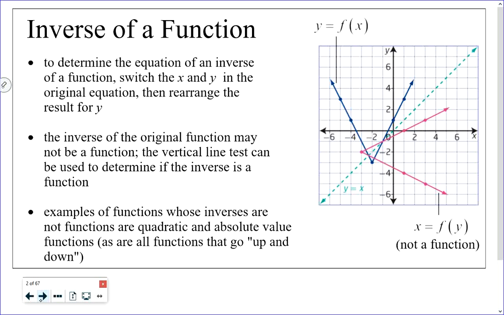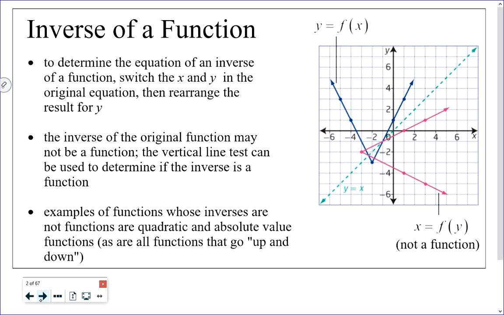Well, I've got an absolute value function as the original function, and an absolute value function has a left and a right side. So that means the inverse is going to have a top and a bottom. And the inverse of this function in the diagram shown is not a function, because it will fail the vertical line test. And more specifically, on the pink graph, there are values of x that produce multiple values of y. Okay? That's why the vertical line test is used.